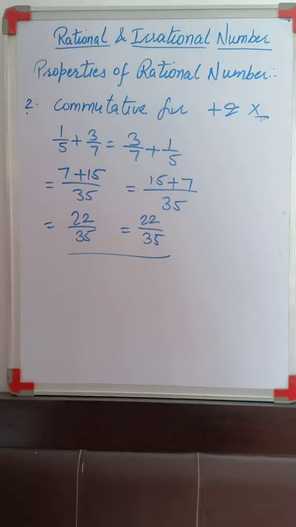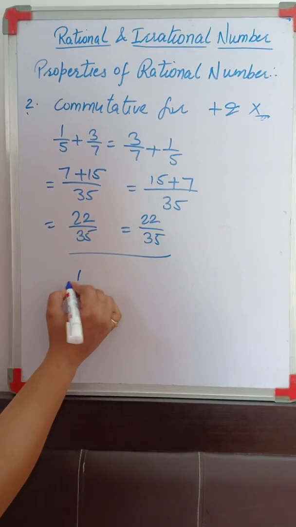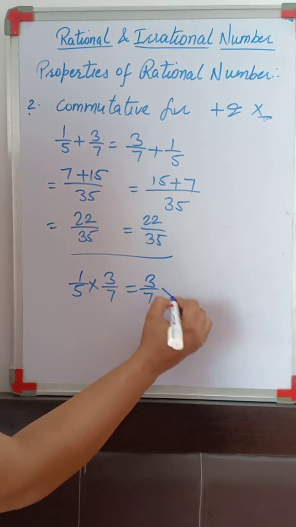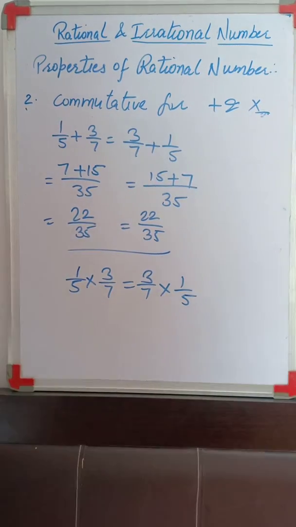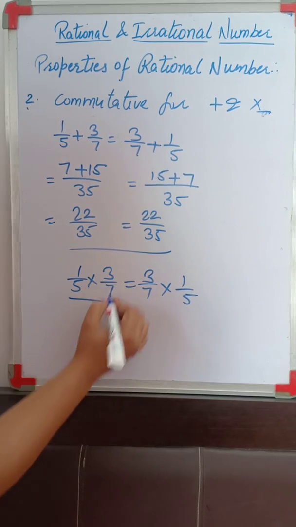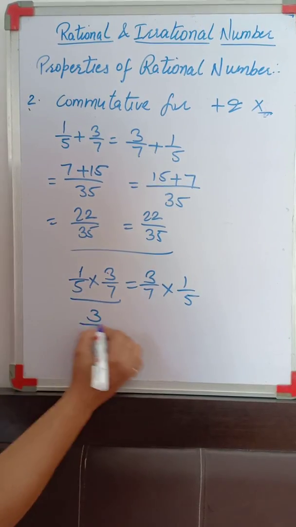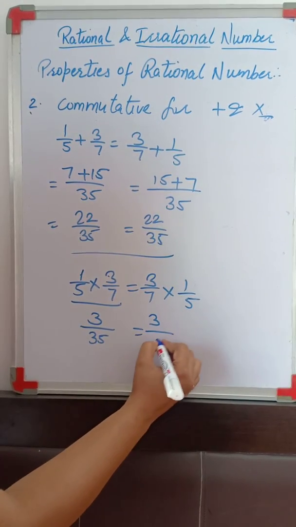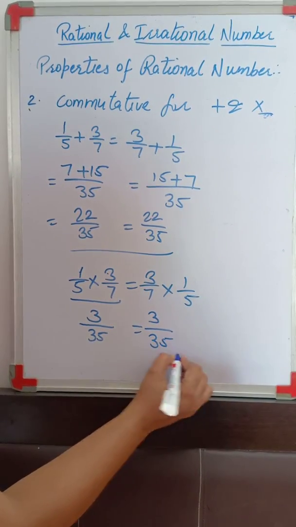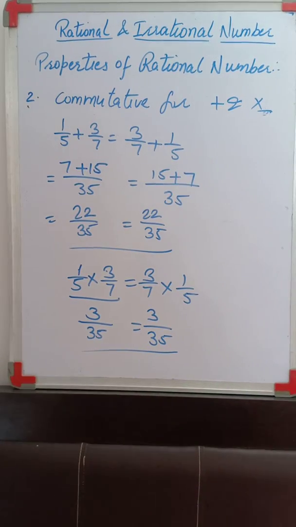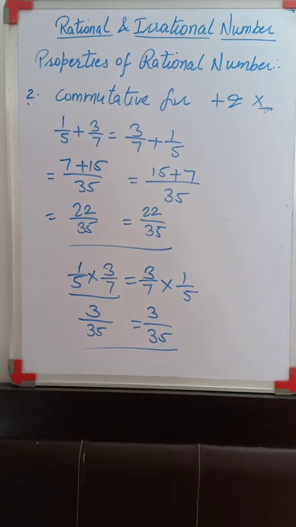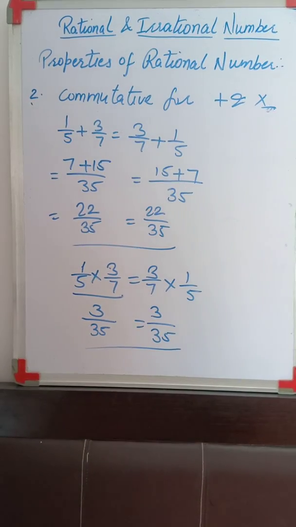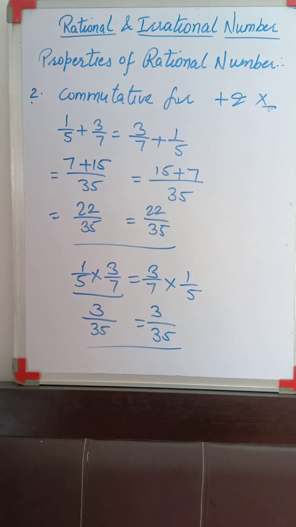Same, I have said they are commutative for multiplication, right? So 1 upon 5 into 3 upon 7 will be equal to 3 upon 7 into 1 upon 5. We can check it. The answer will be 3 into 1, 3, 5 into 7, 35. And 3 into 1 is 3, 7 into 5 is 35, right? On both sides we are getting the same answer. So we can say that the set of rational numbers is always commutative for the operation of addition and multiplication.